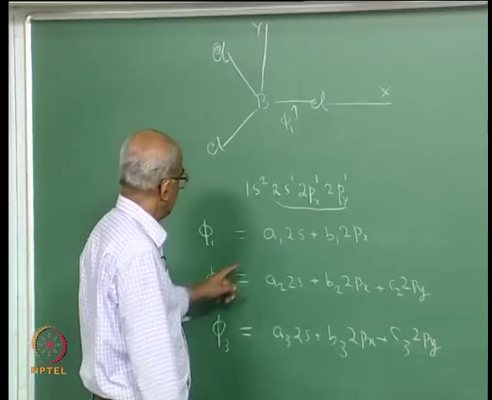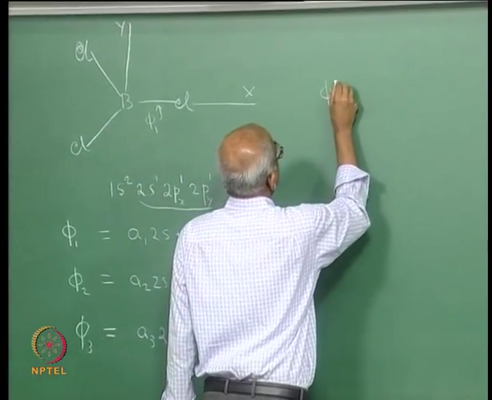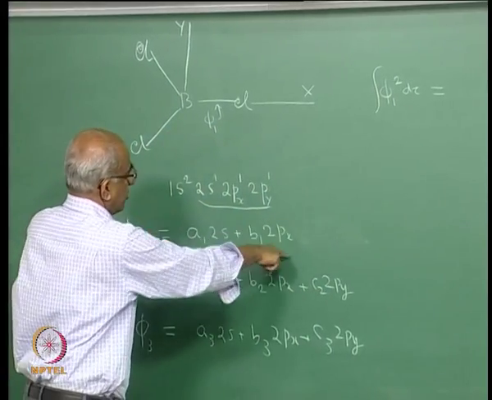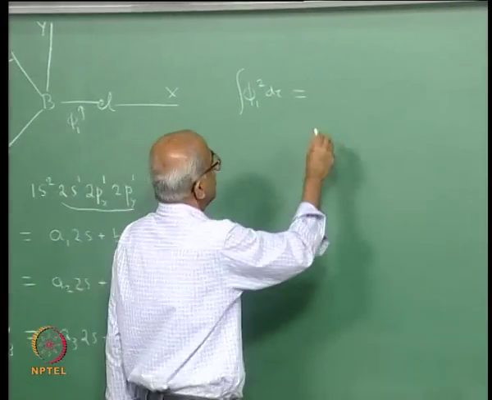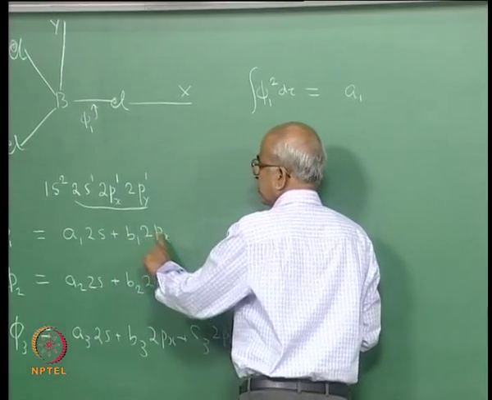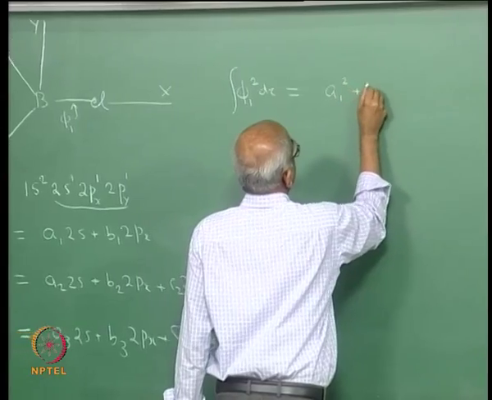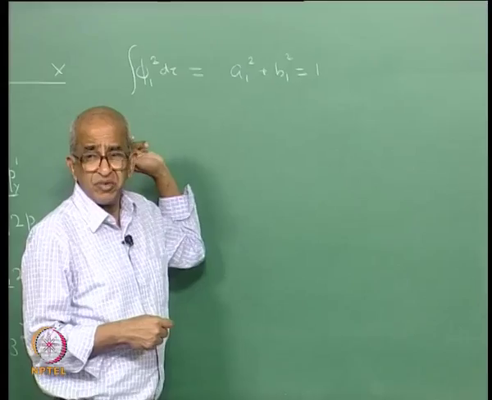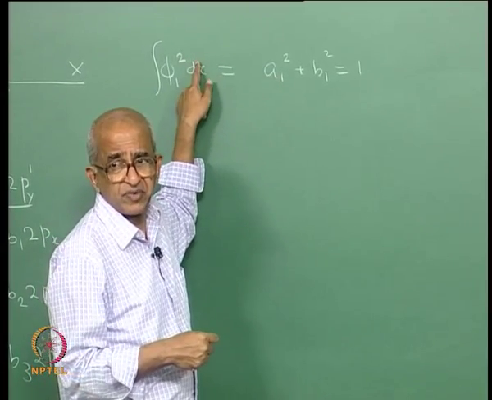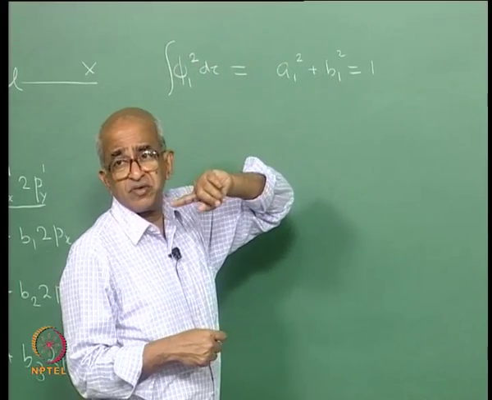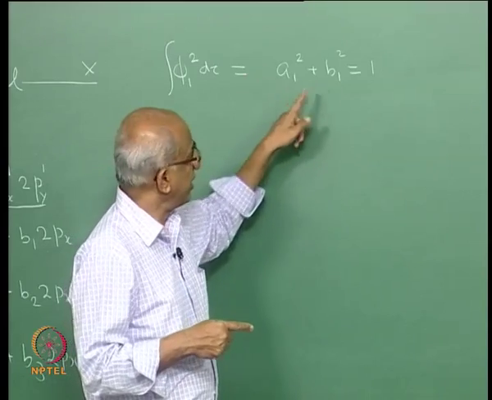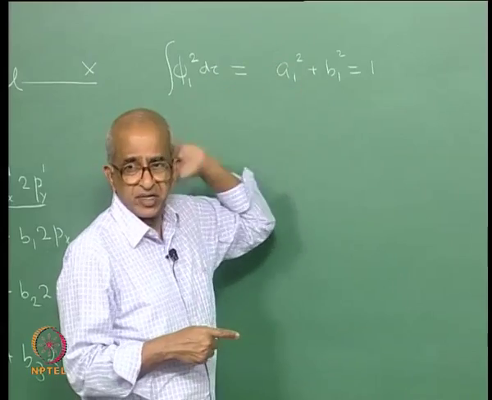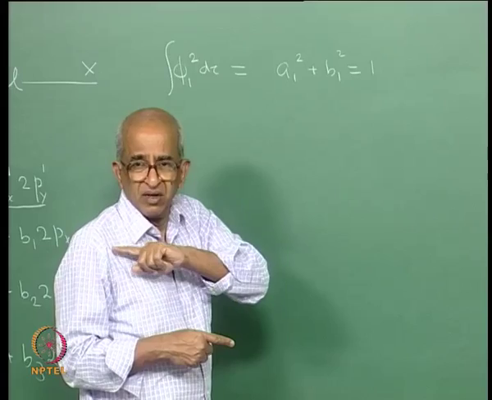And then if that is the way it is, phi 1 is normalized, which implies that the integral of phi 1 squared d tau over the entire space equals 1. We have calculated this kind of integral in the previous lecture. You will take the square of this, integrate and put it equal to 1. You remember that 2s is normalized, 2px is normalized, they are orthogonal to one another. So effectively you will get a1 square plus b1 square equal to 1. As I told you earlier, a1 square determines the contribution of 2s to the hybrid orbital phi 1, and b1 square determines the contribution of 2px to the hybrid orbital phi 1.